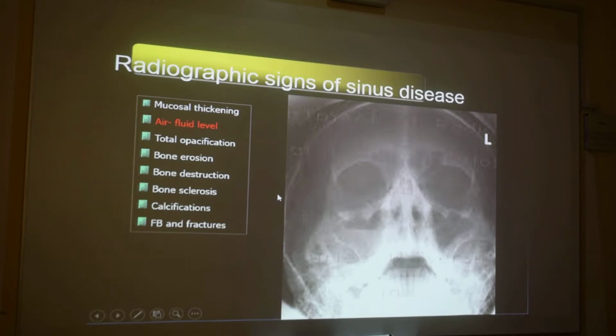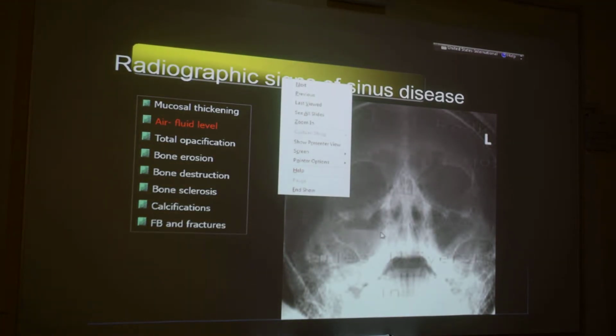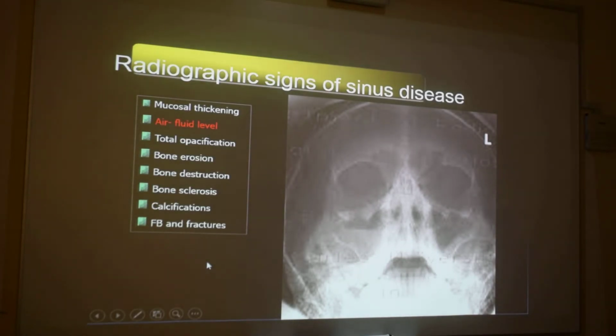Doctor, what does air fluid level mean? Air fluid level means you have a level here in the sinus. We can see the above part is the air, the lower part is the fluid. So we call this an air fluid level, a horizontal fluid level like this.